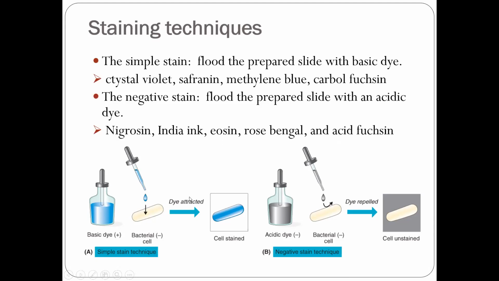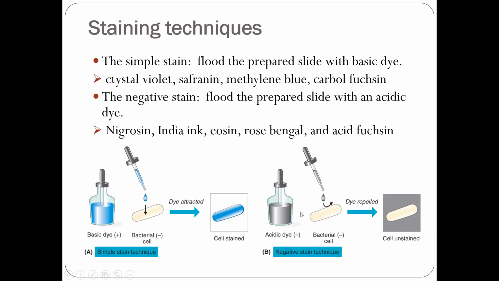So the simple stain we are using is crystal violet, safranin, methylene blue, and the carbol fuchsin. That's all the dye we are using. Now we have to be careful about methylene blue, because methylene blue does not have a very good attachment. So unless you have a very good experience, we don't use methylene blue too often.